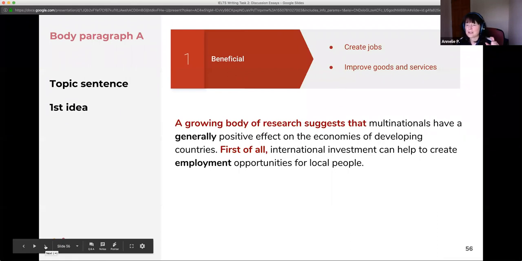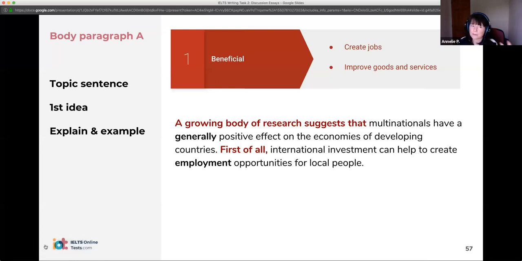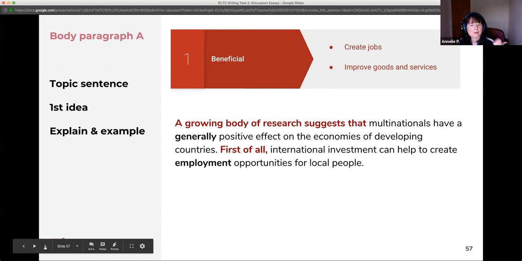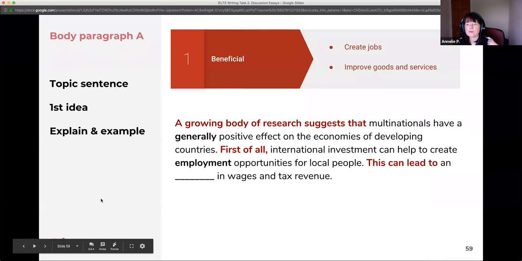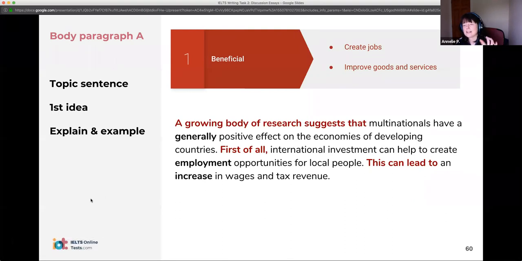So now we're specifically talking about creating jobs. Yes, Candice, employment opportunities. Very good. That works really well. So now we need to do the supporting evidence. Okay, you've got to go into a bit more detail on this point. Okay, so what can we put here? Okay, very good. Kishore, Nicola, very good. This can lead to, so we're giving the result of this situation. This can lead to an, okay, very good, Prahul, that would work. Excellent. An increase in wages and tax revenue. Okay, so we've got very specific supporting evidence. Very important.